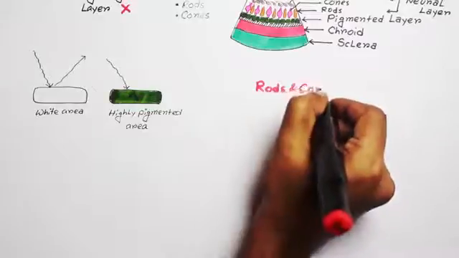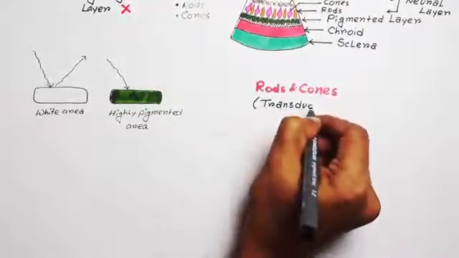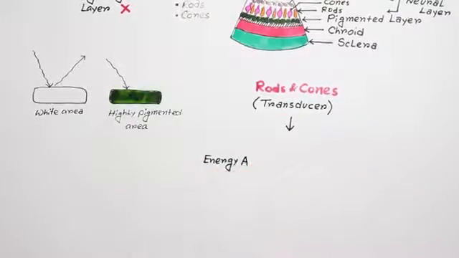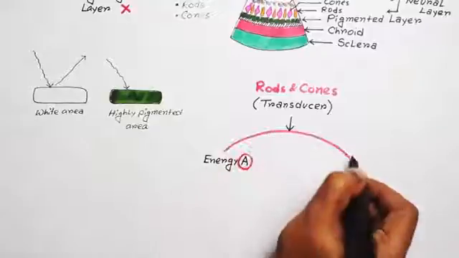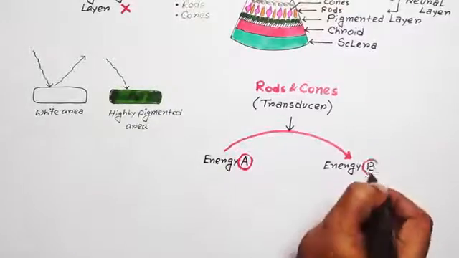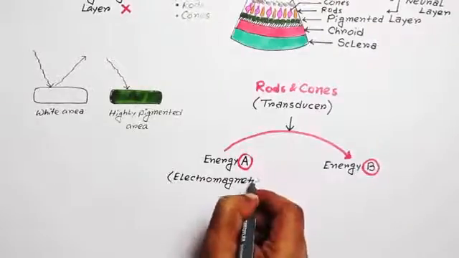So what are rods and cones? They are a special type of transducers. You know what a transducer is? Well, it is a special entity which can convert one type of energy to another type of energy. You know, light is electromagnetic energy.